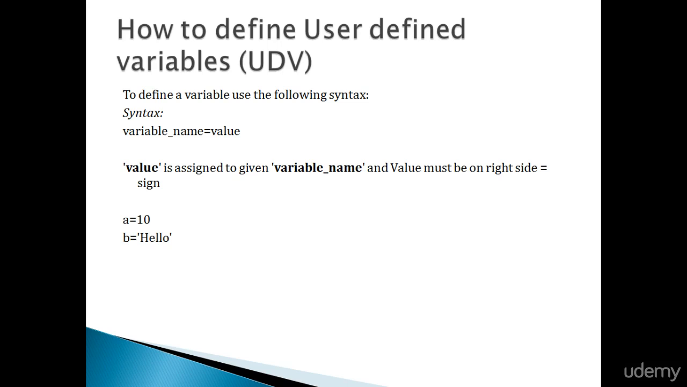So we have a variable name a here, and the value assigned to it is 10. b is equal to hello. It means b is a variable and we are assigning the value hello to this variable b. Just notice that there is no space to the left of the equal to sign or to the right of the equal to sign. There should be no space, else you will get an error.